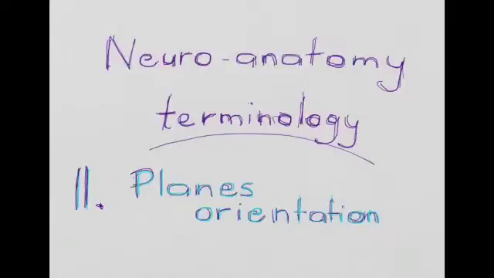In this part of the neuroanatomy terminology series, I will talk about the planes. There are 3 different planes how the brain or the spinal cord can be sectioned. And let's look, and they will all reveal different pictures, different structures.